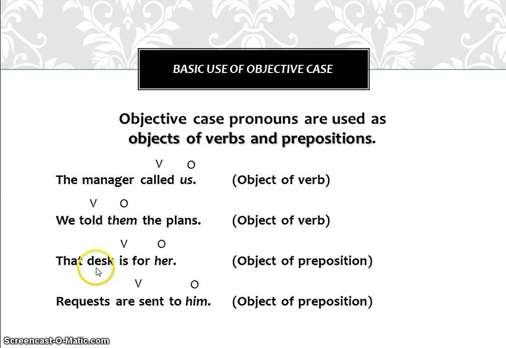That desk is for her. The desk is the subject of the sentence. Our verb is, and for is a preposition. So we're using the objective case pronoun here. Okay, finally, requests are sent to him. Requests are the subject. Are is the verb. Sent is the verb, and to is a preposition. Him. So we would use the objective form of this pronoun.